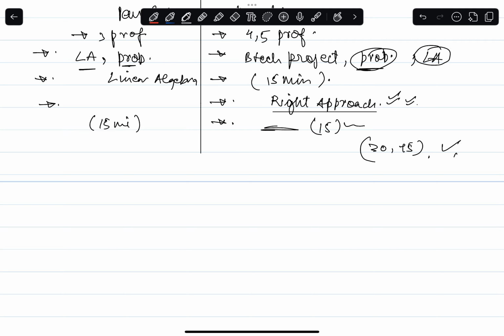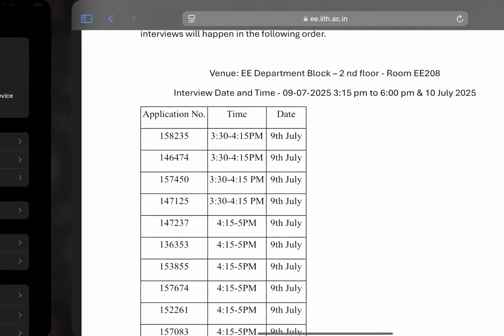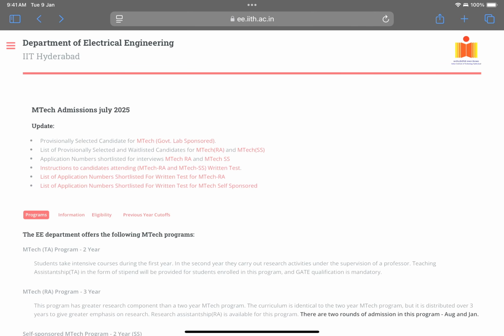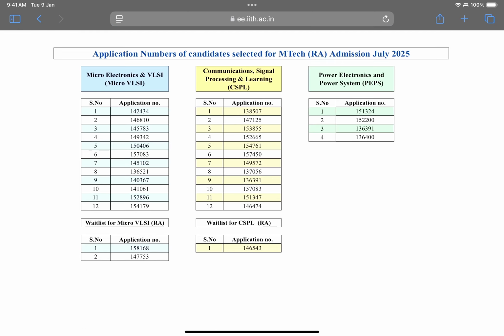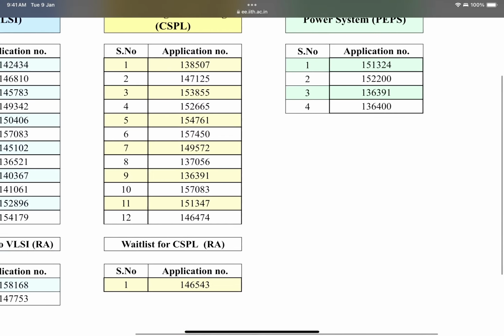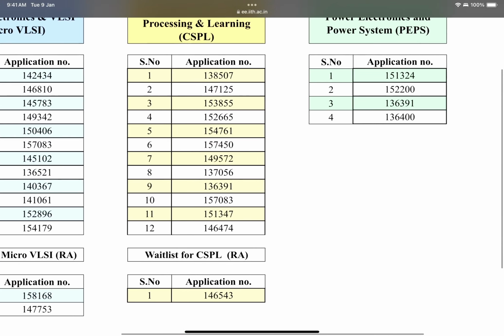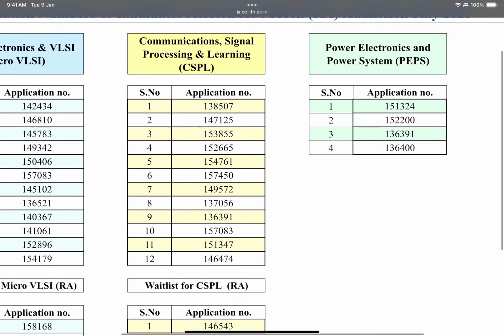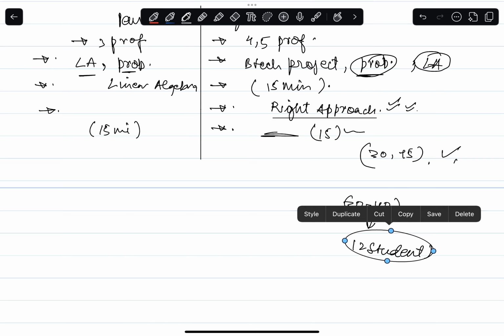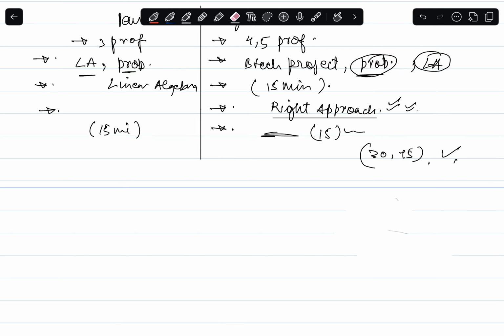This lasted 15 minutes for both panels, and 30 to 45 people were shortlisted in this interview. I will show you how many people were selected. There is a list on the IIT Hyderabad site that I am referring to. You can see the CSPL branch: only 12 people were shortlisted from this branch, and one is on the waiting list. So after the 30 to 40 students shortlisted, 12 were shortlisted for the final, and they will be offered a seat as a CSPL RA this year. So you can see how things work.